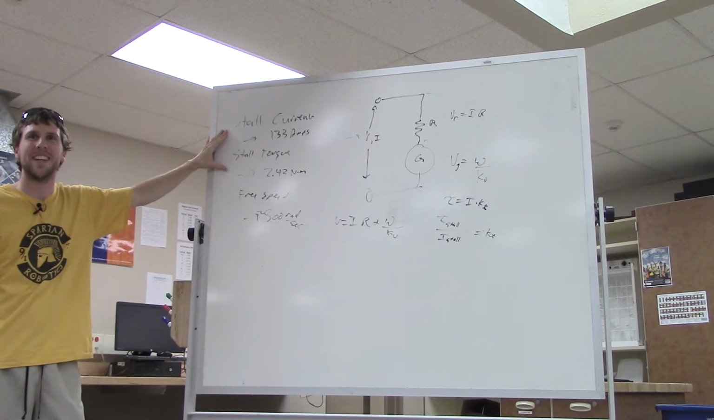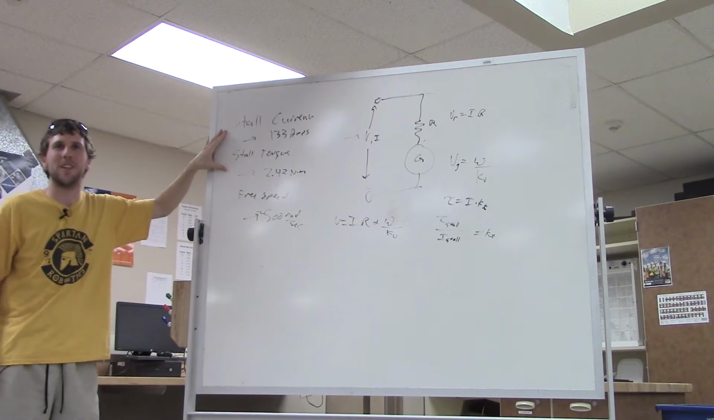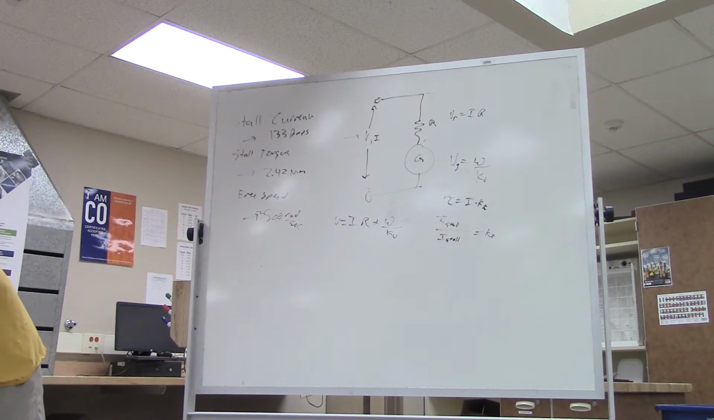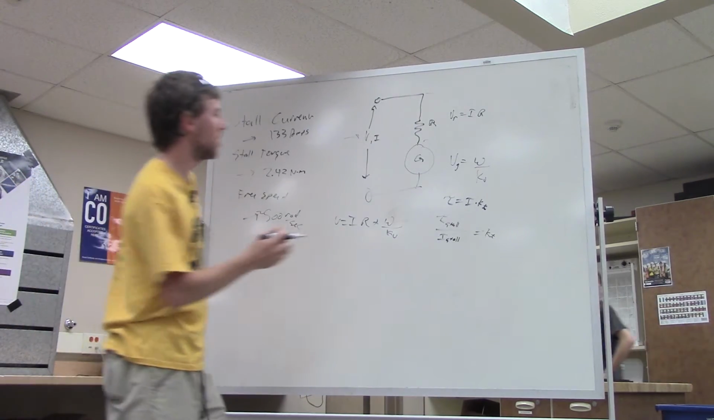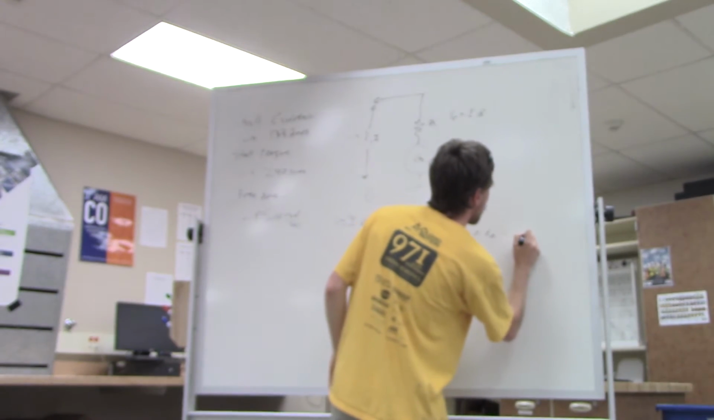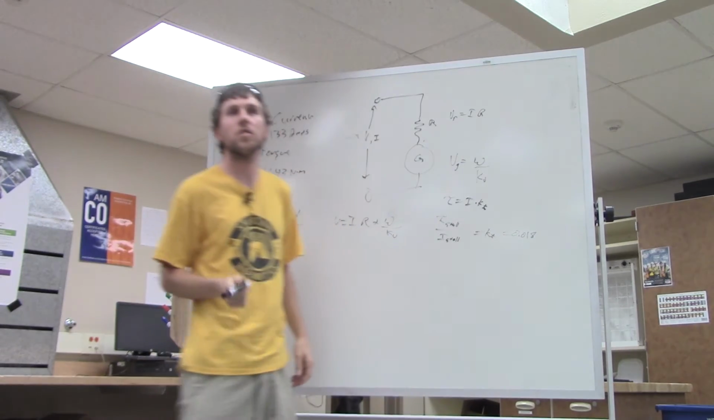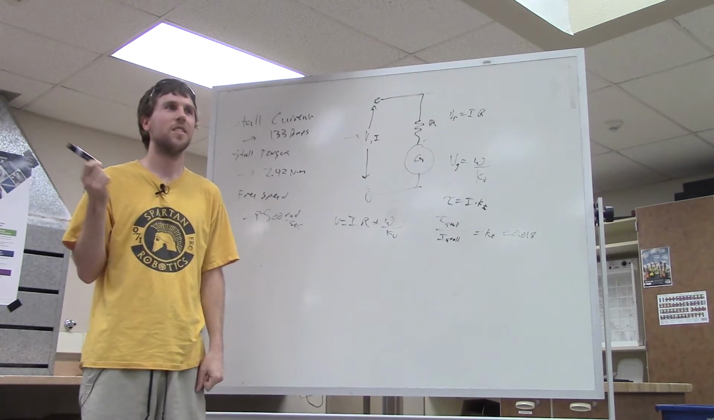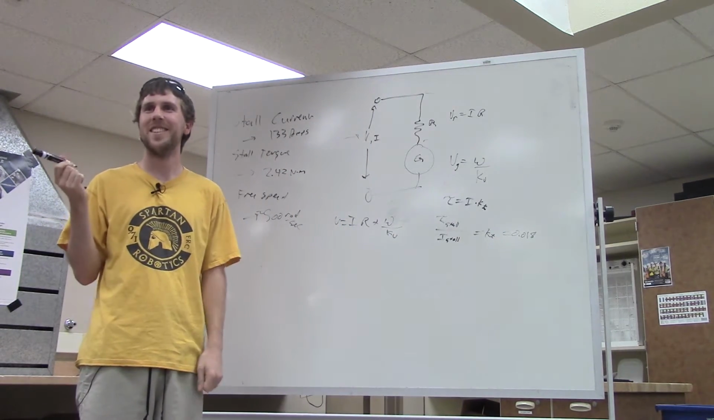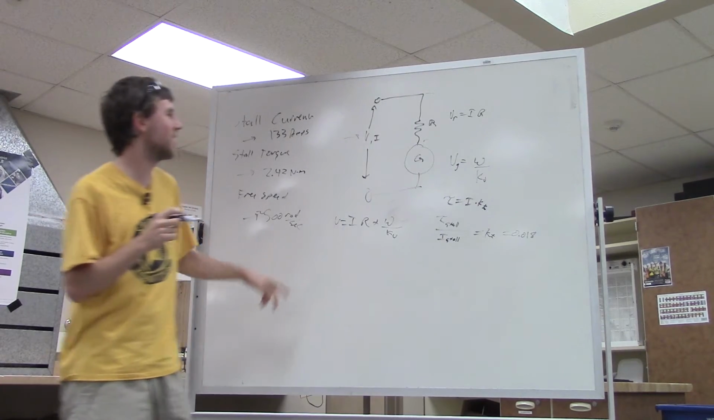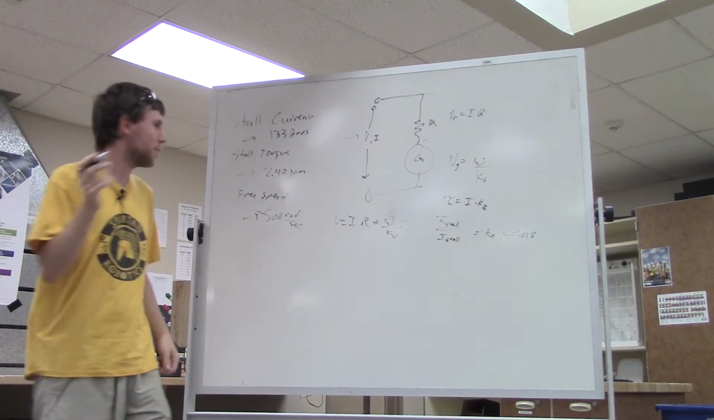Are you backing it out for me? Are you checking it for me, or? Oh, no. Oh, sorry, what? 0.018. And then the units? Somebody? Newton meters over amps. Yep.